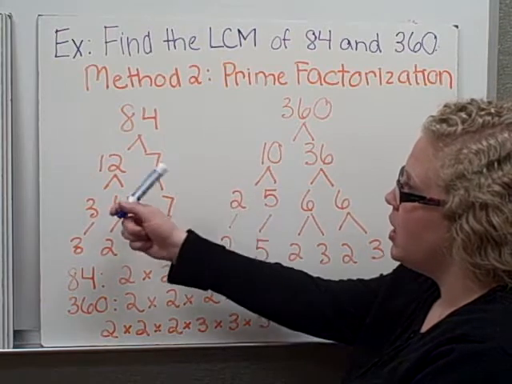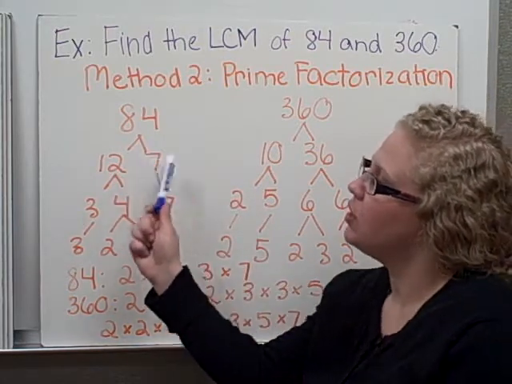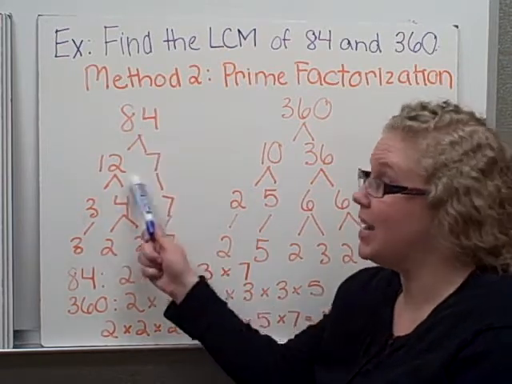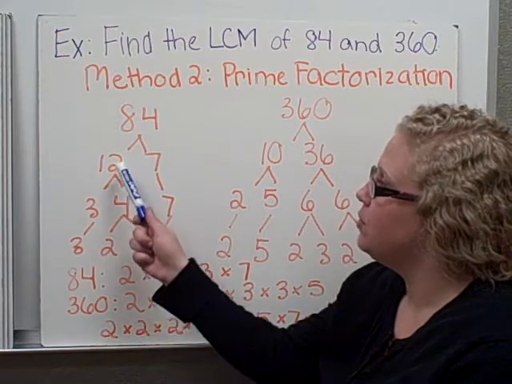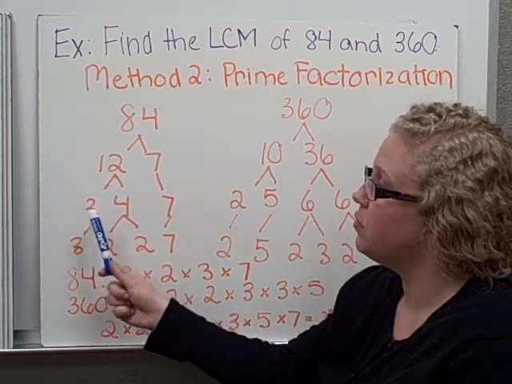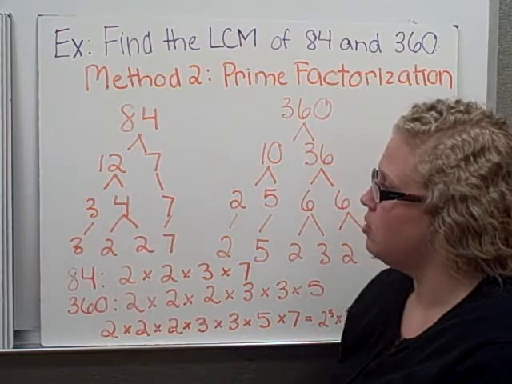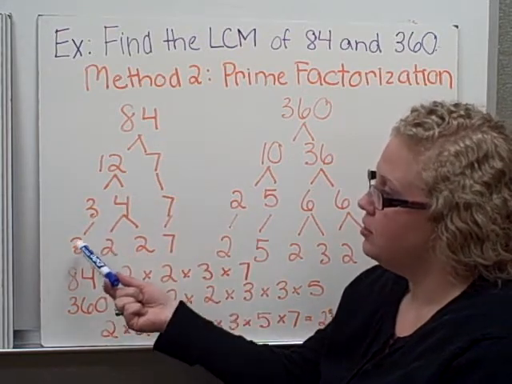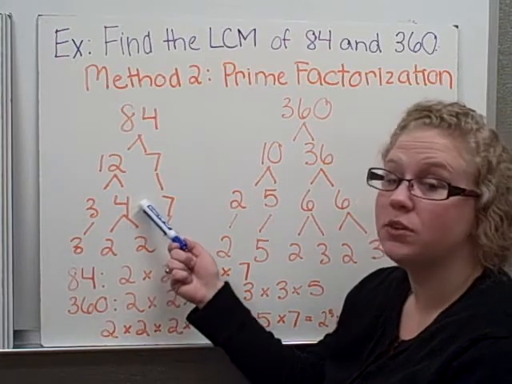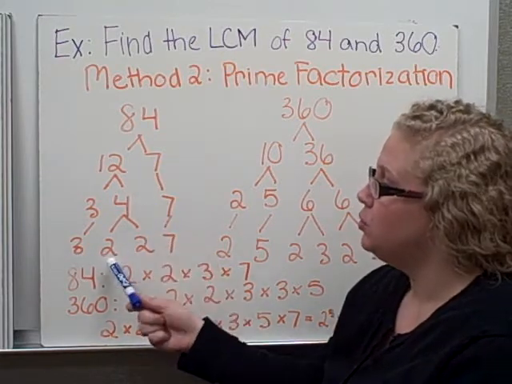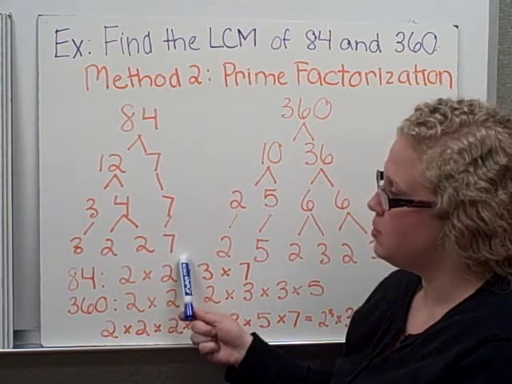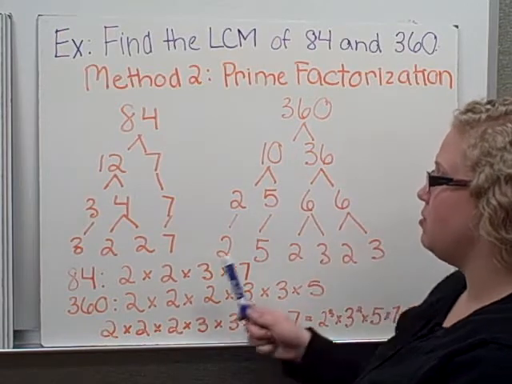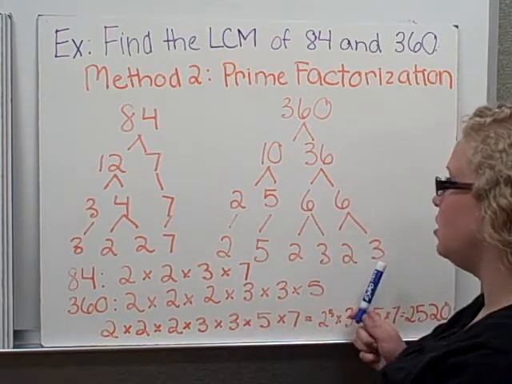So 84 has two factors, 12 and 7. 12 times 7 is 84, and 12 can be broken into its factors of 3 and 4. So 3 times 4 is 12, and 7 is a prime number, so we bring it down. 3 is a prime number here, so bring down our 3. 4 is composite, so it can be broken down further into 2 times 2, and 7, once again, we bring down. This is our prime factorization for 84, and using the same method, we find our prime factorization for 360.